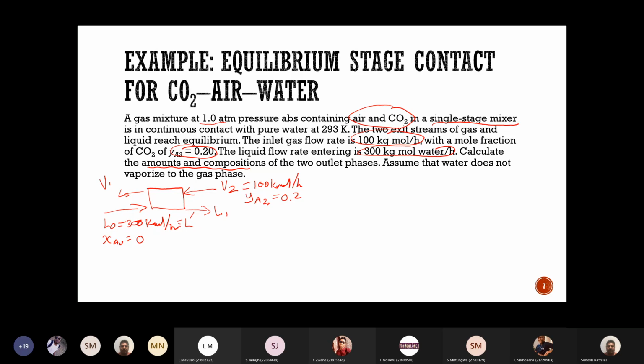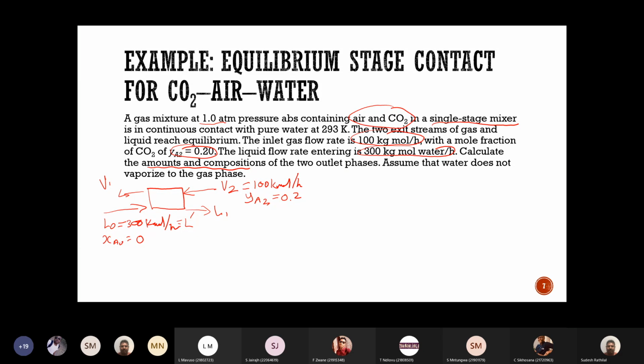What is L prime? L prime is the flow rate of the inert liquid. In other words, L prime will not change. So if I've got L prime equal to 300 on the left hand side, on the right hand side coming out, L prime will also be equal to 300.